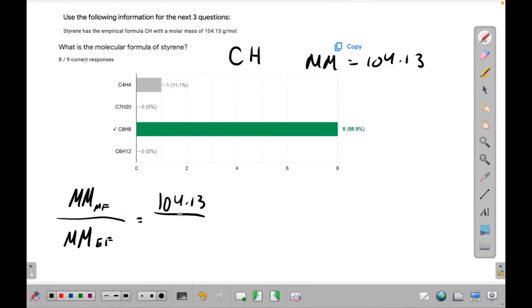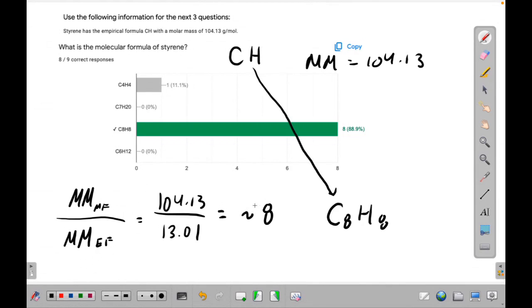So let's write that out. They gave this to us for free, and we can add up the molar mass of the styrene. That's going to be approximately 13.01. So when we plug that in the calculator, we get about 8. So therefore, our answer would be C8H8. We took the empirical formula and we multiplied everything by this multiplier.